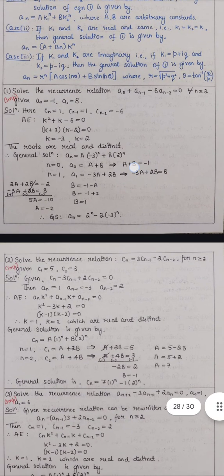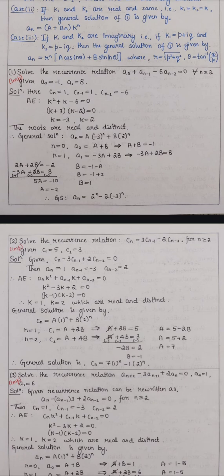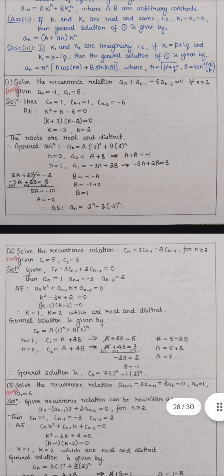Since these roots are different, we have k plus 3 into k minus 2 equals 0, so k equals minus 3 and k equals 2. The roots are real and distinct. The general solution for real and distinct roots is a into k1 power n plus b into k2 power n. So a into minus 3 power n plus b into 2 power n.